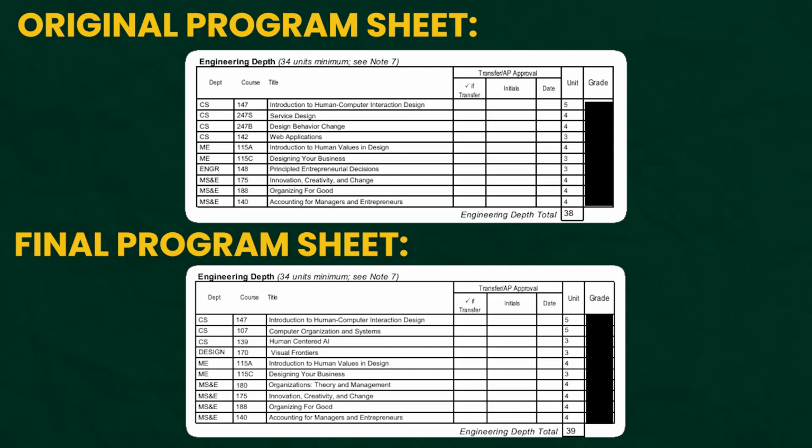Next, we have the engineering depth. And that's the place where I changed a lot. As you can see here, I originally had many more CS classes, and I ended up taking a lot more MS&E classes, I guess. Yeah, so here's what happened.